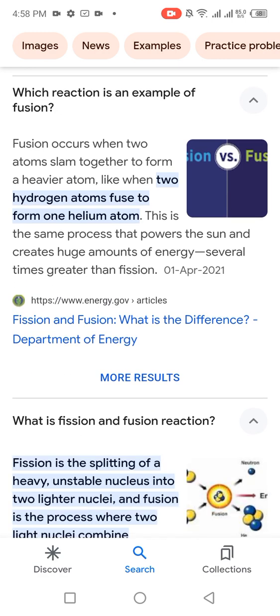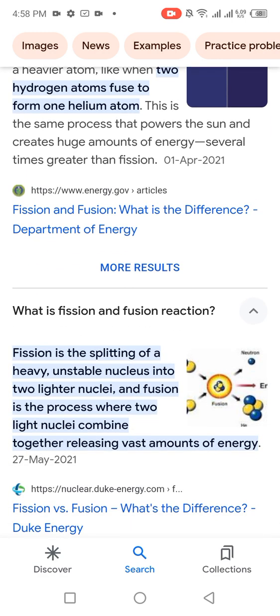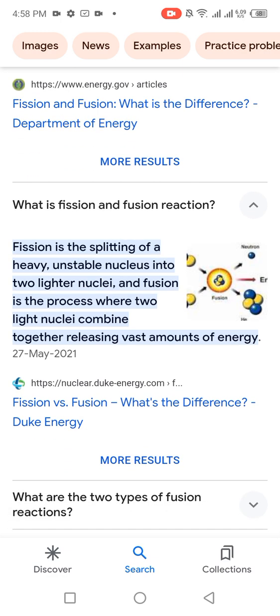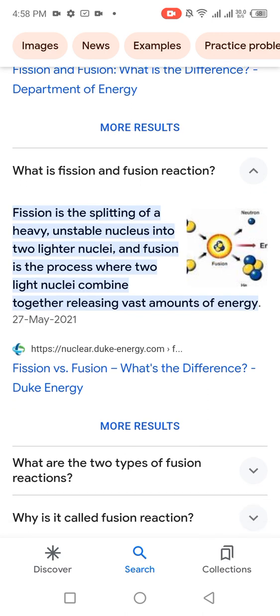What is fission and fusion reaction? Fission is the splitting of a heavy unstable nucleus into two lighter nuclei, and fusion is the process where two light nuclei combine together, releasing a vast amount of energy.